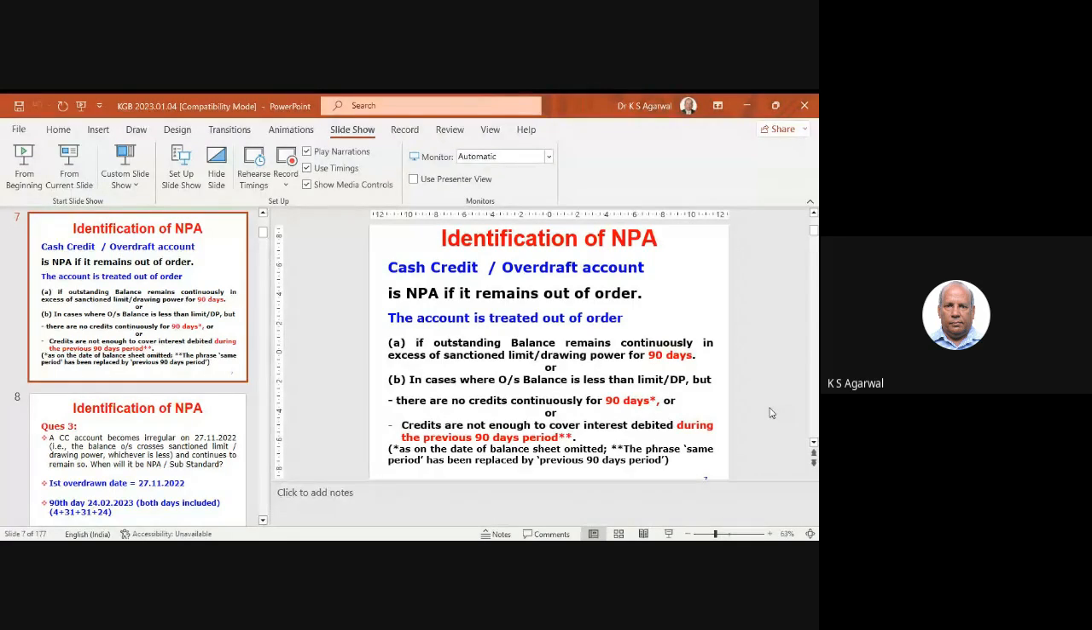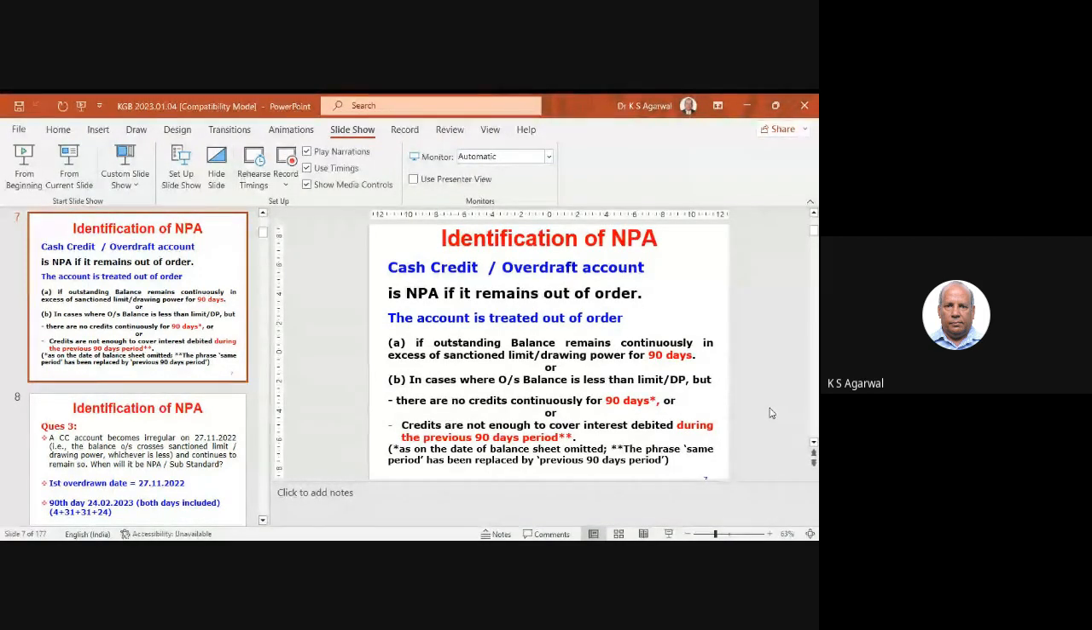first condition is if the outstanding balance remains continuously in excess of sanction limit or drawing power, whichever is less, for 90 days. We have given a CC limit of 1 lakh. The DP is 80,000. And if its balance remains continuously in excess of 80,000 for 90 days, this account will become out of order and it will become NPA.